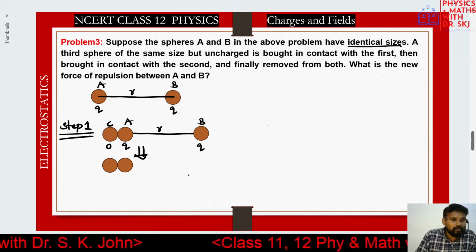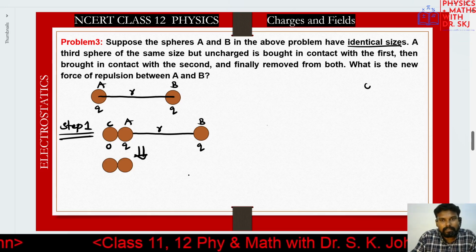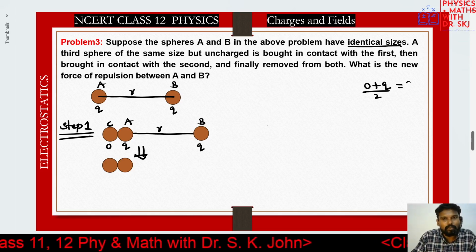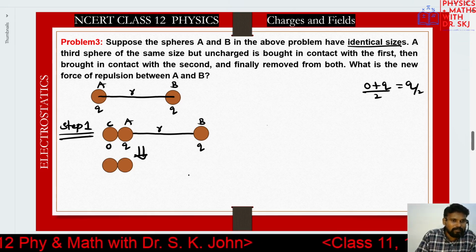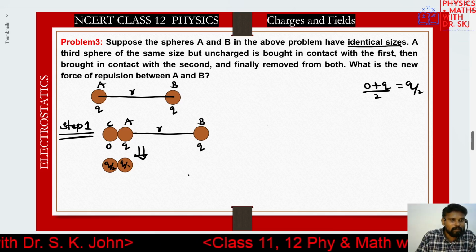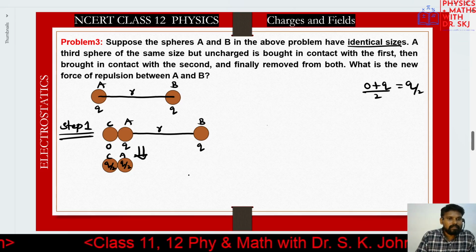So the final charge on A and C will be 0 plus Q by 2. They will share the charge, and the final charge will be Q by 2 on both. So C will get Q by 2 charge. A will also get Q by 2 charge.